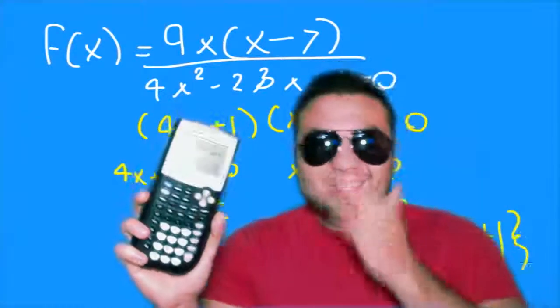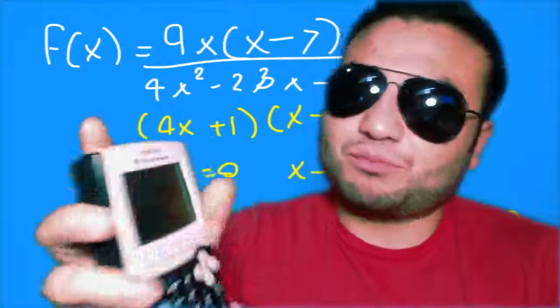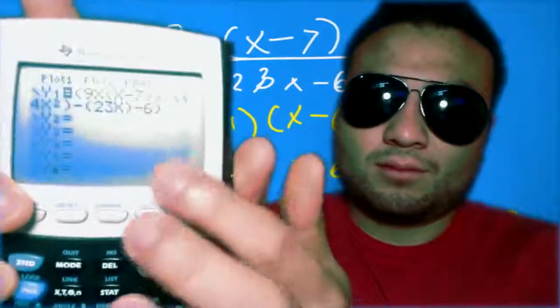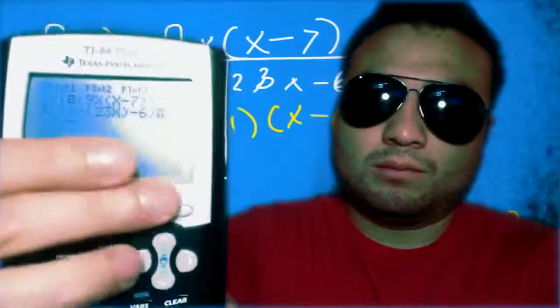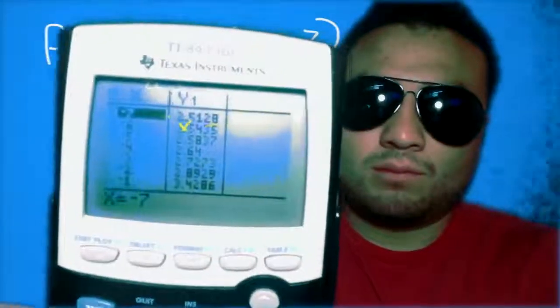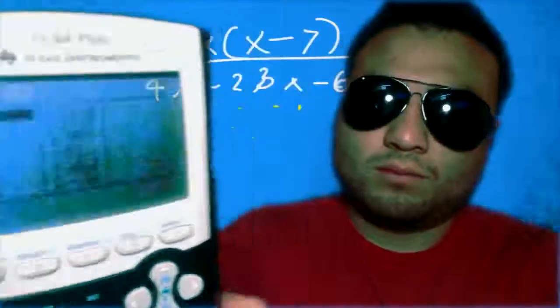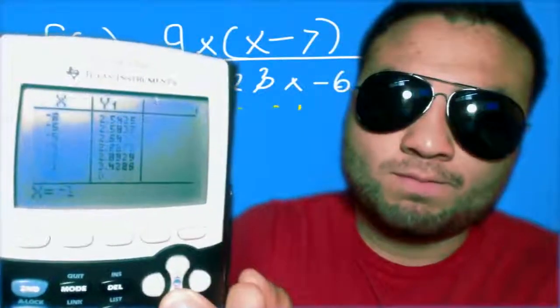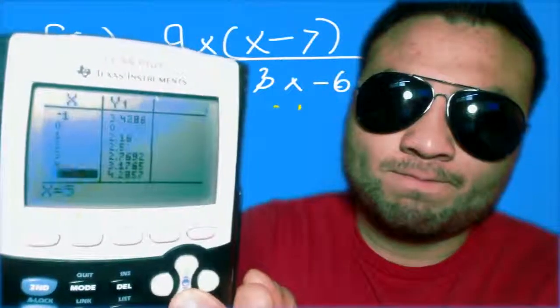But of course, you're not going to do any of that, right? So just take out your calculator and check your table, and then you will see an error next to the negative 1/4 and the 6.